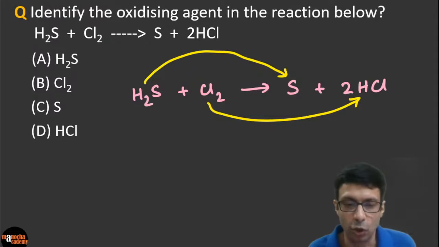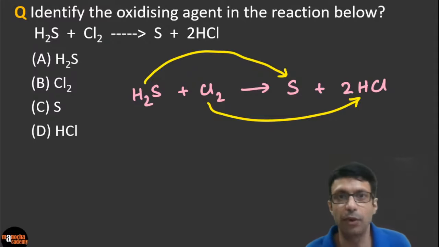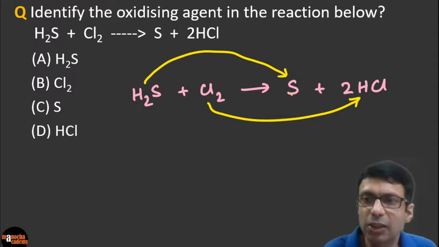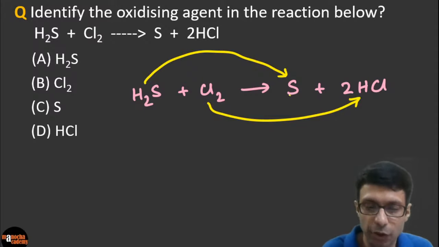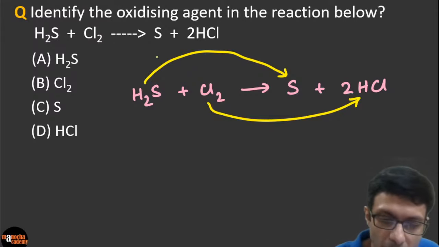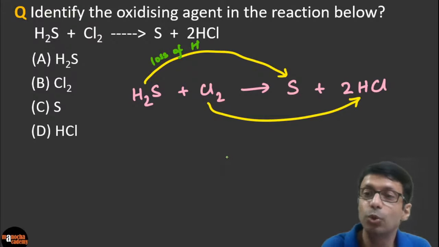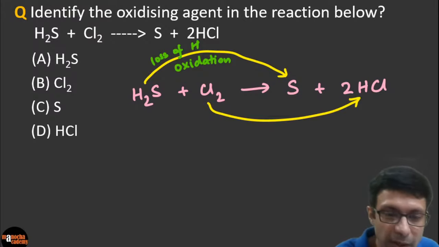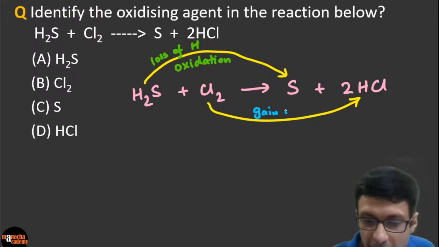Hydrogen sulfide turning to sulfur. What do you think this will be? Hydrogen sulfide to sulfur, can you see that's loss of hydrogen? It's losing hydrogen, right? And because hydrogen sulfide is losing hydrogen to become sulfur, loss of hydrogen is oxidation, right? And chlorine to hydrogen chloride, you can see that is gain of hydrogen. So this one is reduction. Do you guys agree first with this?